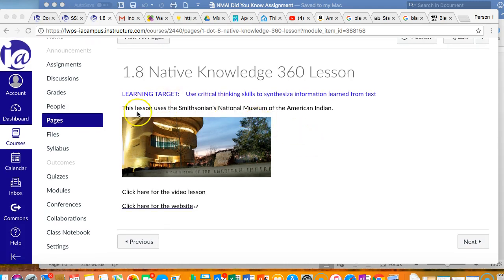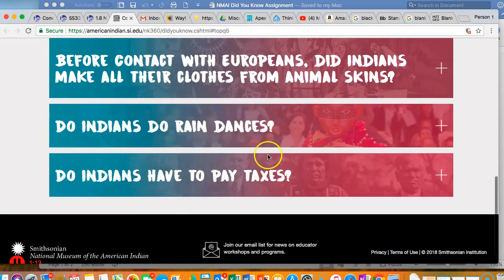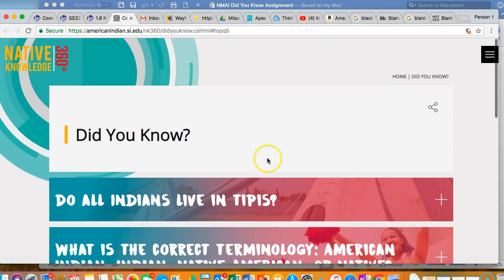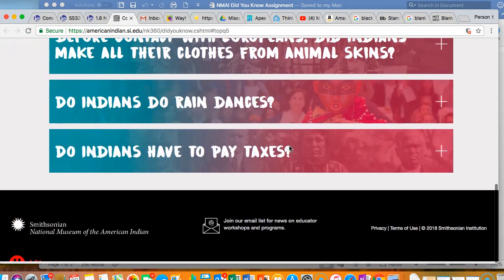So I just want to show you what you're looking at here. This is the front of a building, and it is the Smithsonian's National Museum of the American Indian located in Washington, D.C. And so the website that we are going to be using today is from the Smithsonian's Museum of the American Indian. Okay, so here is the website, just so that you can see what it looks like. We're going to start at the top. So here's the Native Knowledge 360, and then it says, did you know? And there are a whole bunch of questions, okay?